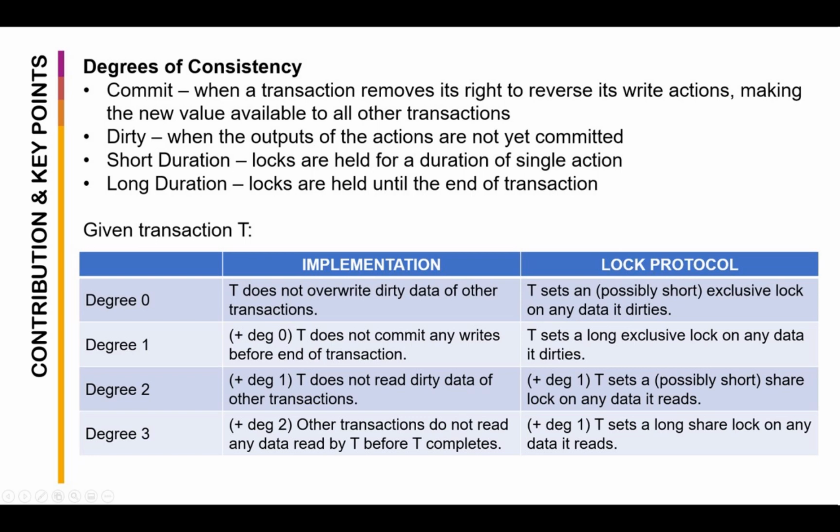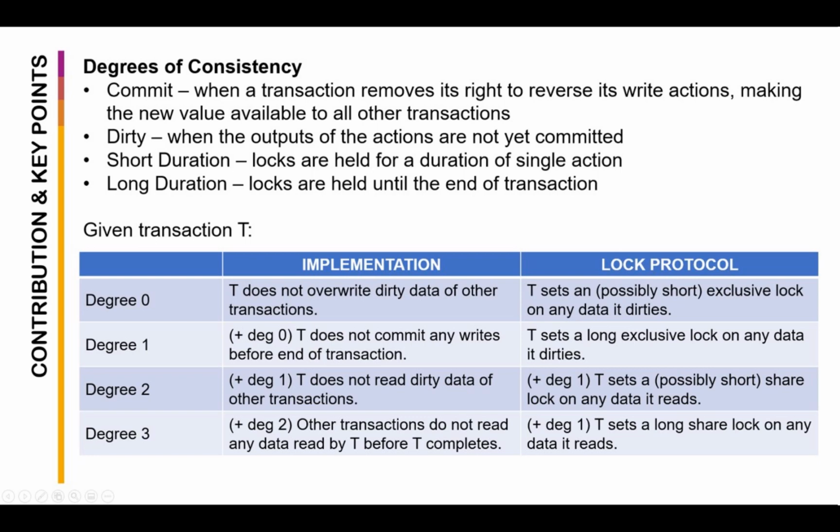As to its lock protocol, the transaction sets a possibly short exclusive lock on any data it dirties. A degree 1 consistent transaction combines a new implementation process together with the degree 0 implementation. On top of not overwriting dirty data of other transactions, the transaction also does not commit any writes before the end of transaction. This guarantees that all transactions are recoverable, and this is the reason why databases require at least degree 1 consistency. In this sense, the transaction is well formed with respect to writes, and it is two-phase with respect to writes as well.